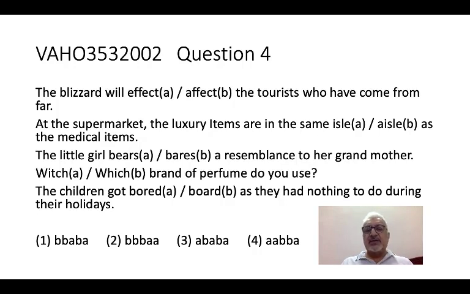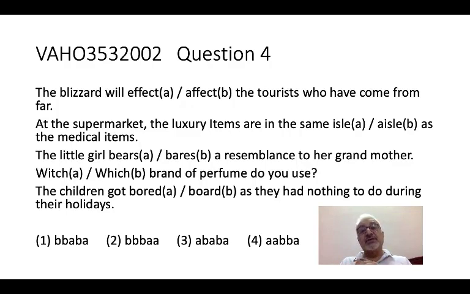The second one says, at the supermarket, the luxury items are in the same aisle or isle as the medical items. What is aisle in the first one? Isle in the first one is another word for island. And the aisle in the second one, both are pronounced the same, aisle. So, aisle in the second one, B part, means a passage. For example, when there are rows of seats, the passage in between those rows of seats is called an aisle. Ever been to a church? In a church, you have the aisle. Alright. In an aircraft, you also have an aisle. The passage on which the passengers can walk inside the aircraft is called the aisle.